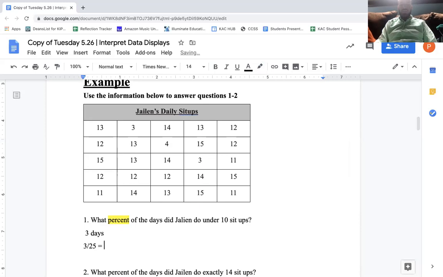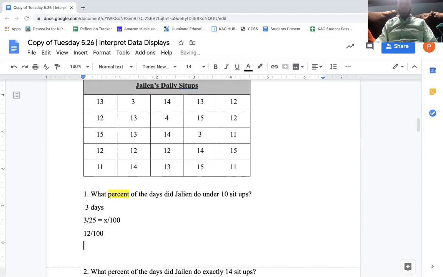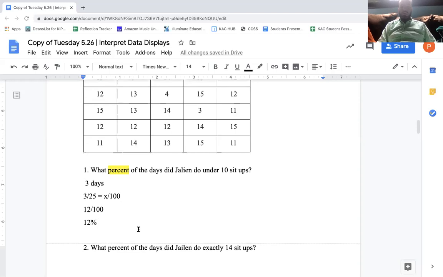I now have to set that equal to something out of 100 because I know all percents are out of 100. 25 times what is 100? At this point in sixth grade, you better know that. 25, 50, 75, 100, times 4. So I do 3 times 4 to get to x. So x would equal 12 out of 100, which I know is 12%. Okay, so that's the answer I'm looking for. 3 days is 12% because it's 3 out of 25.